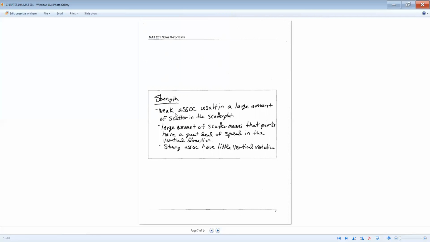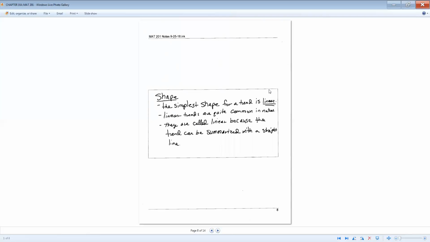When you look at your strength, weak associations result in a large amount of scatter in your scatter plot. Large amount of scatter means that points have a great deal of spread in the vertical direction. Strong associations have little variation, a little vertical variation.